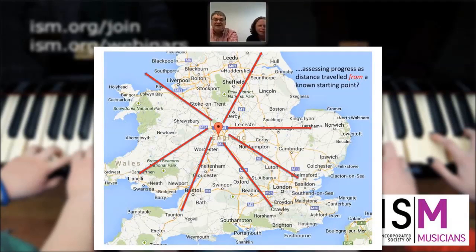So the final one of these is assessing progress as distance travelled from a known starting point. So this time we're starting in Birmingham, and then we're going all over the place. But the kids are choosing their journey. They're choosing where they're going. So you know where the kids are. You've established this through the baseline. But then the pupils have some agency in terms of what they're doing. So assessment here becomes distance travelled from the starting point. Now, this could well be an open-ended journey. So there's all sorts of things that can be going on here. But the point is that this is now assessment as distance travelled from.